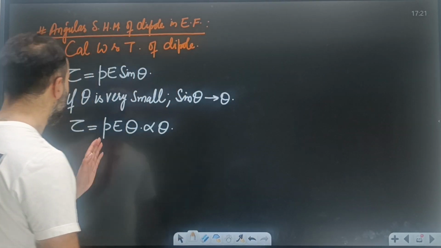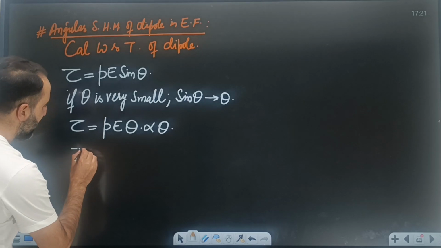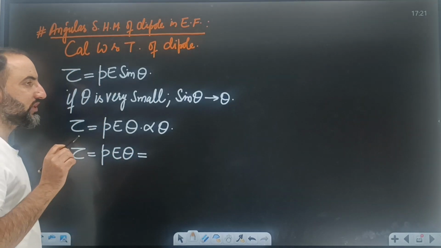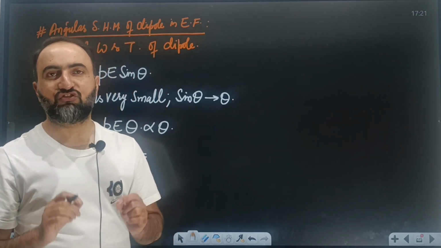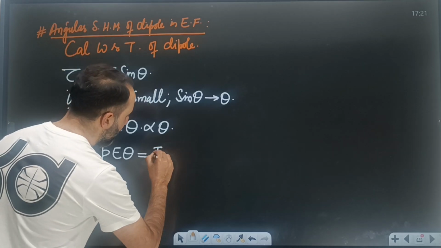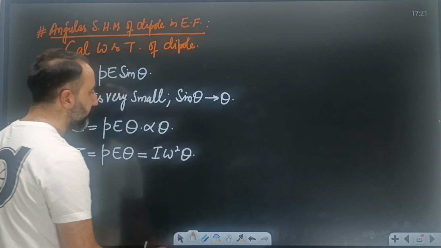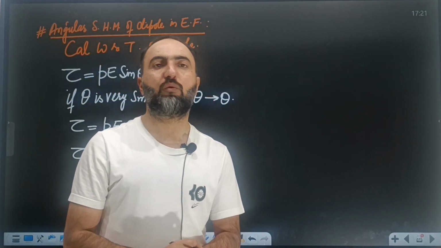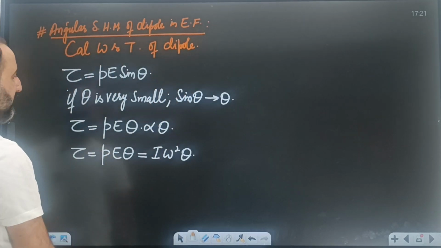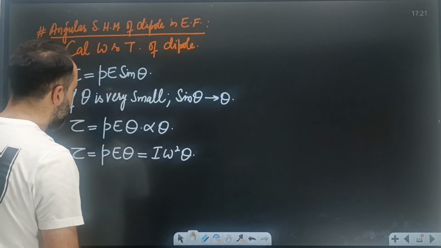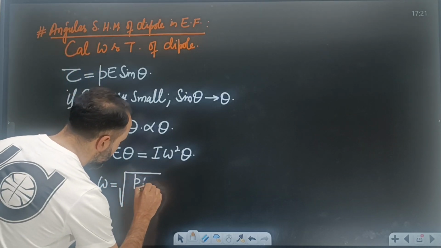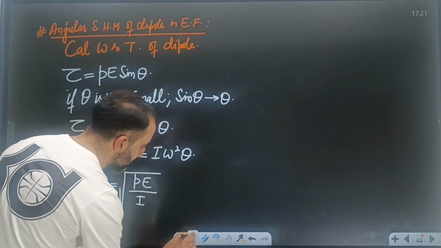Okay, so torque is equal to PE into theta. Let me write down here this torque, which is equal to PE theta, is equal to the generalized equation for angular simple harmonic motion, and that is I into omega square multiplied by theta, where I is the moment of inertia of the dipole, omega is the angular frequency, and theta is the angular displacement. So this theta and theta is going to vanish. I omega square will be equal to PE. So that means omega comes out to be under root of PE divided by I.